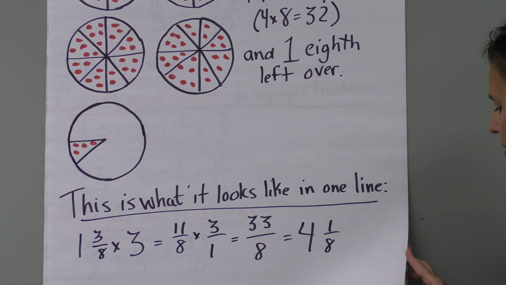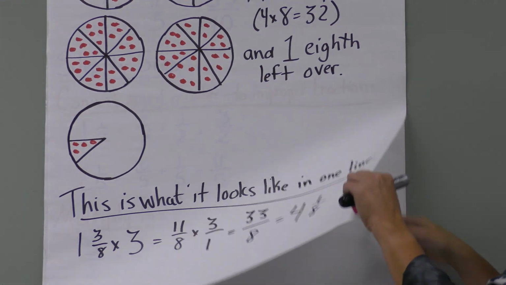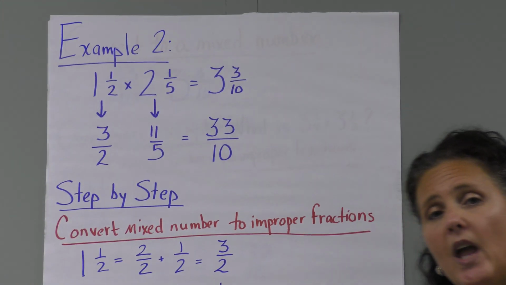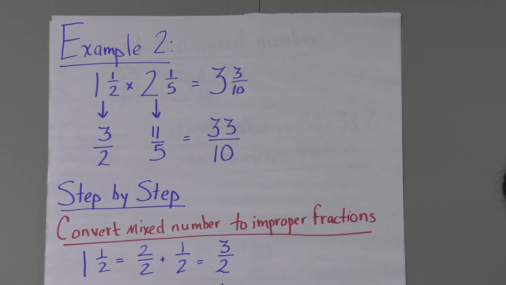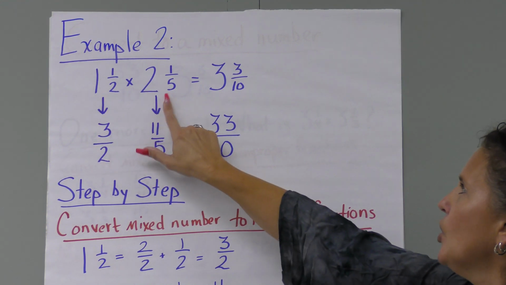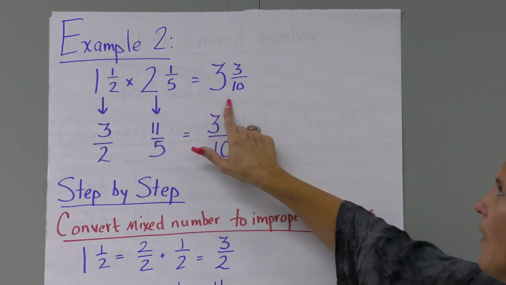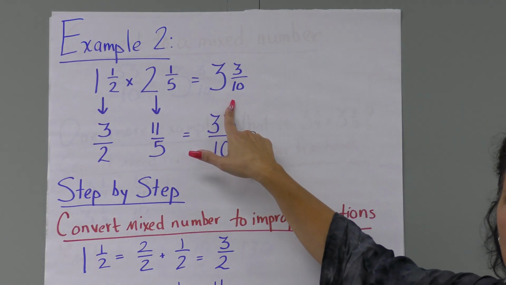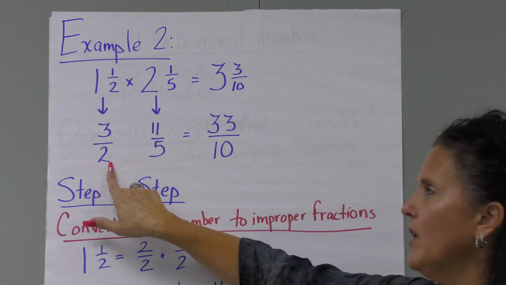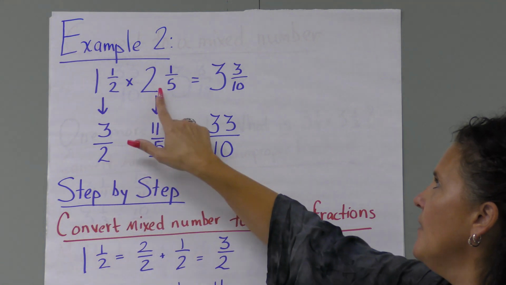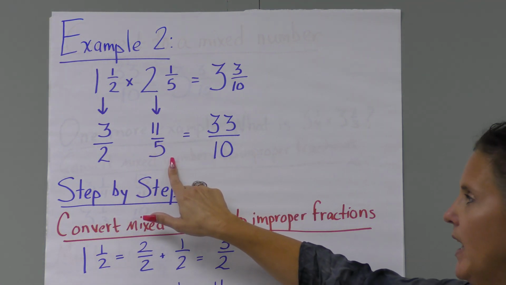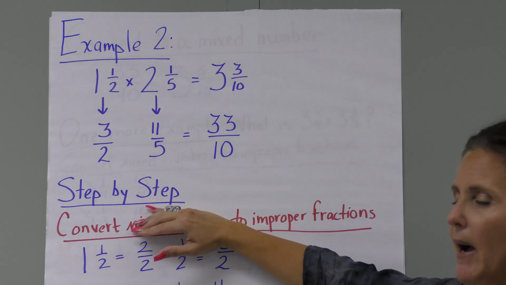Okay, so let's look at one more example just to make sure that we're doing it properly. Here's example number 2. In this instance, we have 2 mixed numbers we're going to multiply together. We have 1 and 1/2 and 2 and 1/5. Here's our answer, but how did we get this answer? Let's look and see how we got it. We want to change this 1 and 1/2 to 3/2 and this 2 and 1/5 to 11/5, right? Let's see how we do that step by step.